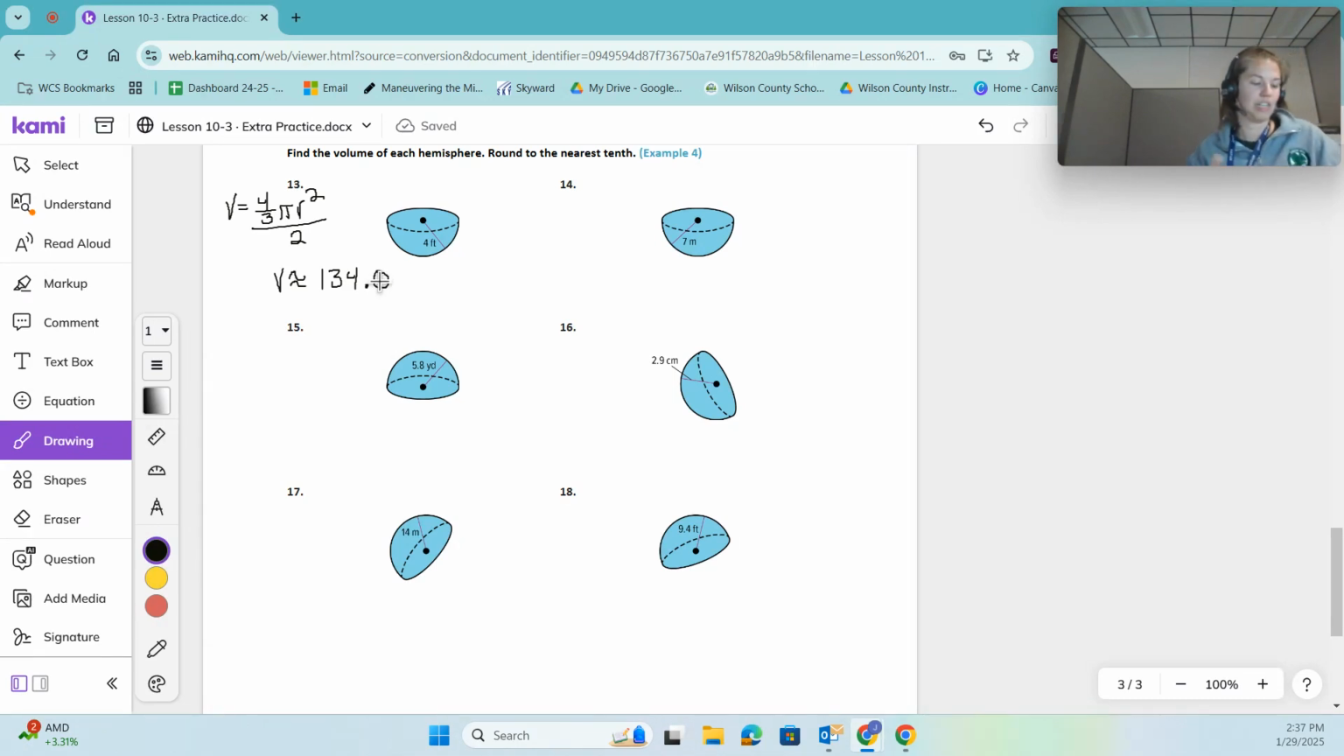134.0, because it says to round to the nearest tenth. That 4 rounds, and the 0 stays the same. Feet cubed, because we did multiply by pi already. So my volume of my hemisphere, or half a sphere, is about that. Several more that you can try just like that.